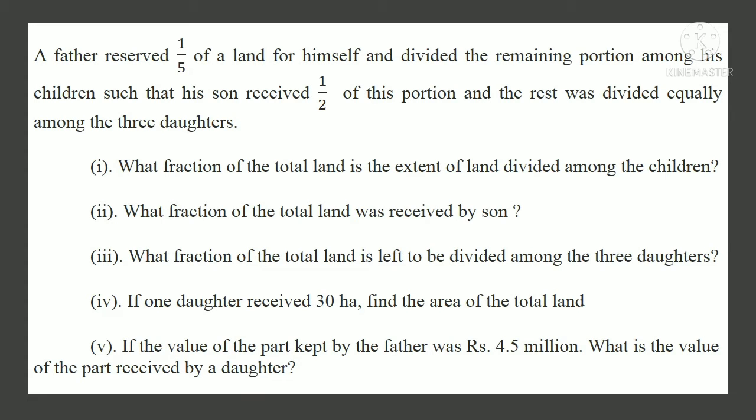Right. Now let's move to the question. This is the question. A father reserved 1/5 of land for himself and divided the remaining portion among his children such that his son received half of this portion and the rest was divided equally among the 3 daughters. Right. This is the question, and there are 5 parts for this question.